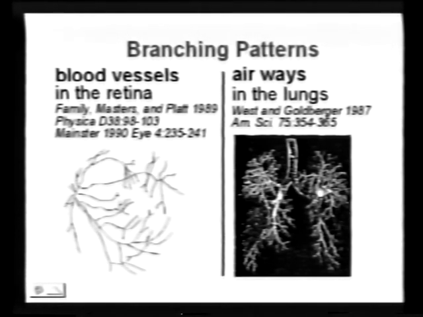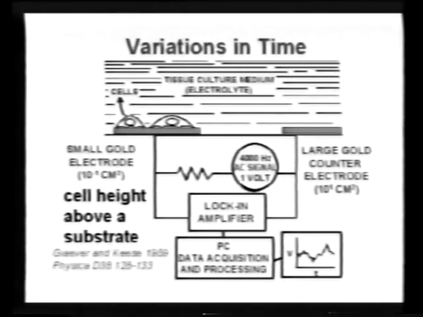Those are branchings, or self-similarity in space. I wanted to emphasize self-similarity in time. These are some measurements done by Giaever and Keese. In fact, I see this person next week also and got an email from him today. All these people are physicists and will be at the American Physical Society meeting next week in Los Angeles.